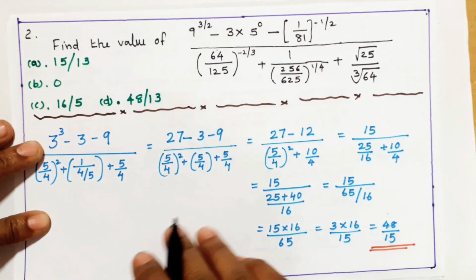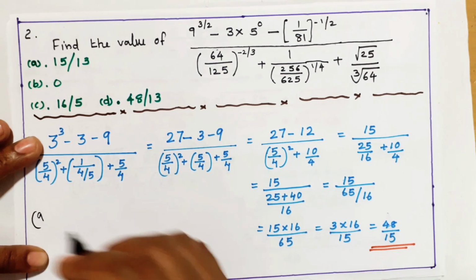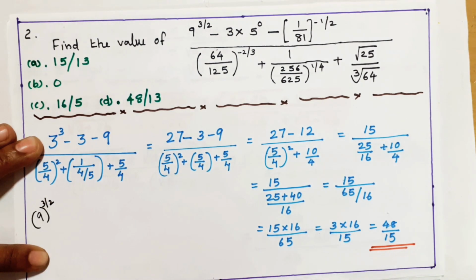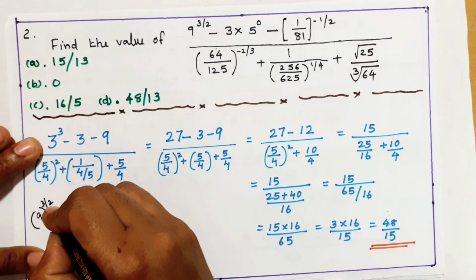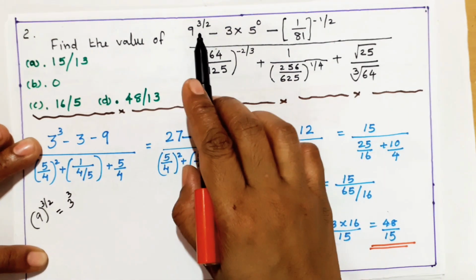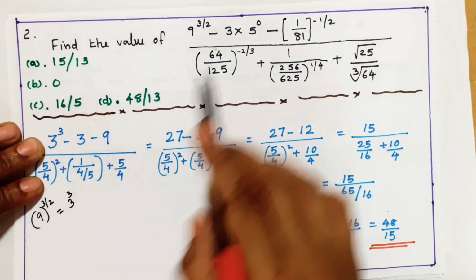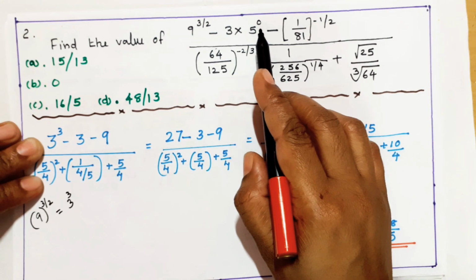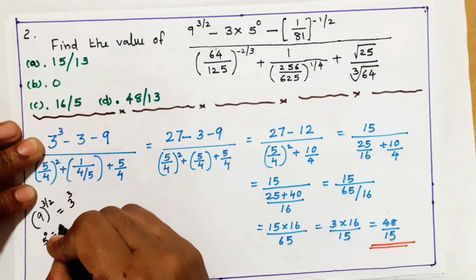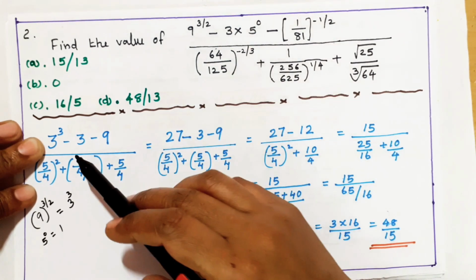9 power 3 by 2. What is the meaning of 9 power 3 by 2? Any number raised to 1 by 2 is nothing but the root. So root 9 is 3, and it is 3 cubed. So this number I can write as 3 cubed. Clear? Minus 3 into 5 power 0. Any number raised to 0 is 1. So 5 power 0 is 1, and 3 into 1 is 3.